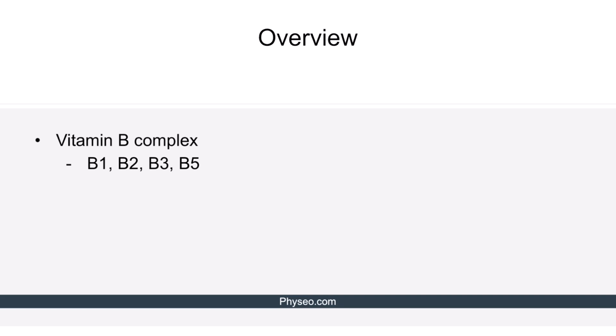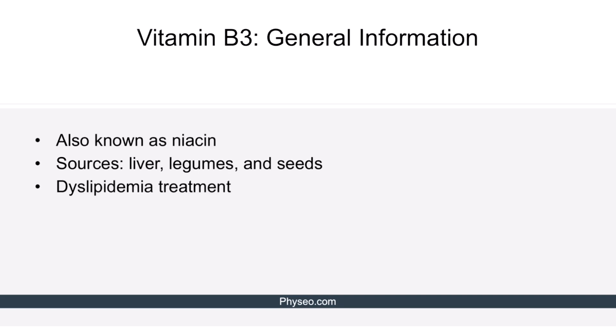Let's move forward with the next vitamin of the vitamin B complex, vitamin B3. Let's start with some general information about vitamin B3. Vitamin B3 is also known as niacin and can be found in liver, legumes, and seeds. Niacin can be used in the treatment of dyslipidemia as it lowers VLDL and increases HDL.